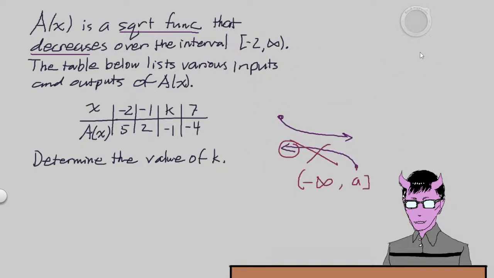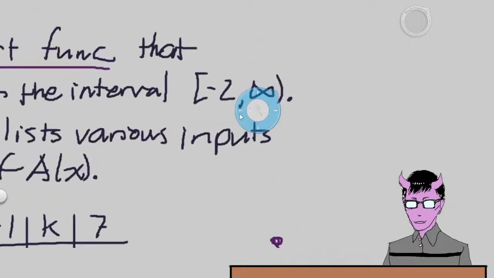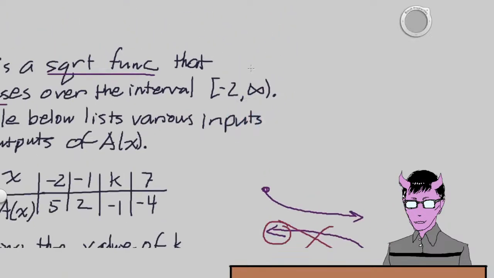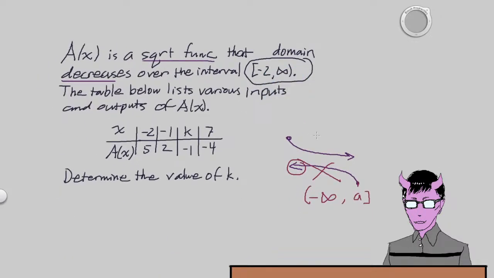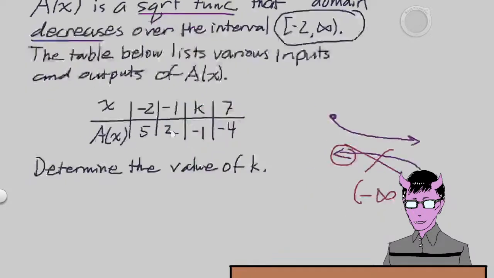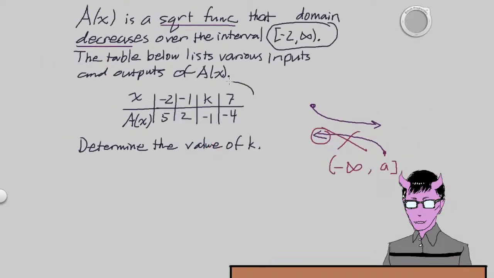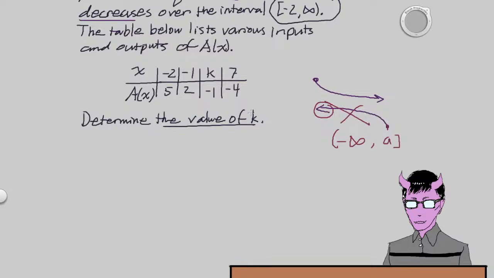So let me just say that. Let me go and make this wording a little more precise. So this is the domain. So now it's clear. A of x is a squared function that decreases over the interval of its domain, which is from -2 inclusive to infinity. The table below lists various inputs and outputs of a of x. Okay, so now I believe it's unambiguous. Here we go. And our job is to determine the value of k.